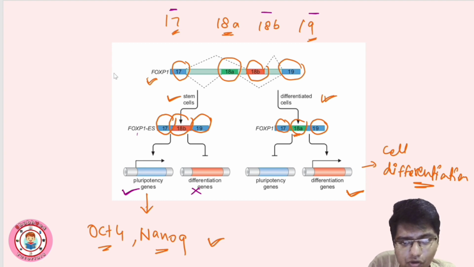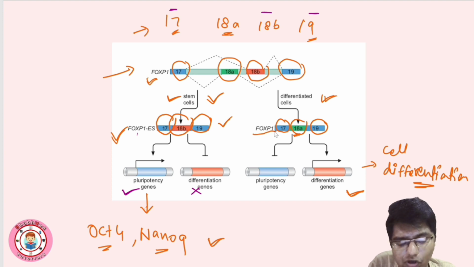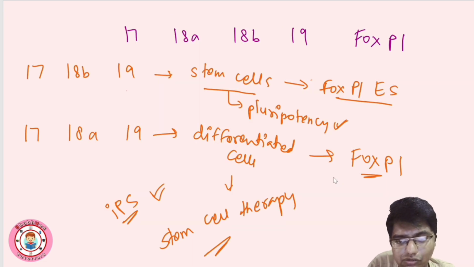Okay, so this is the FOXP1 gene. From it we get two products in the stem cell. If we want to activate pluripotency, then FOXP1 ES, which has 17, 18B and 19. And if we want differentiation, then FOXP1, in the differentiated gene. No pluripotency. Pluripotency is inhibited and differentiation is stimulated. Okay, got it? So these are the examples of alternative splicing.